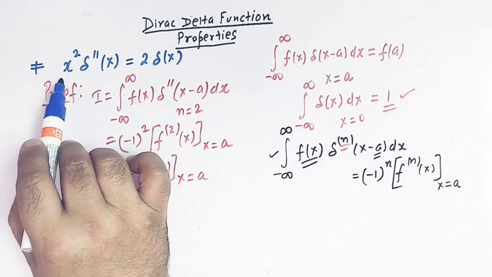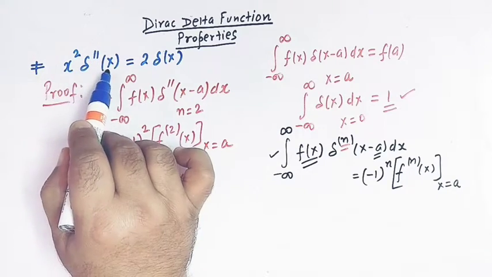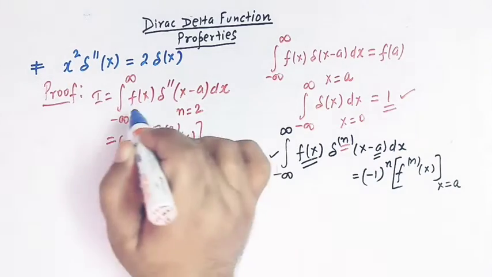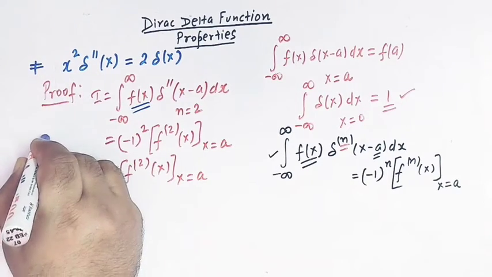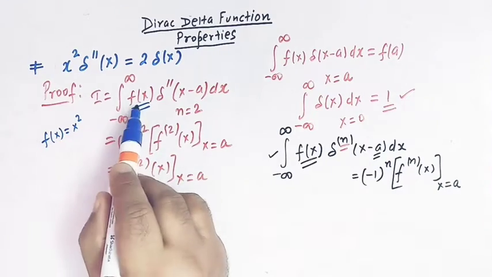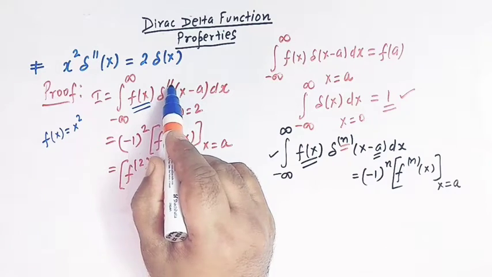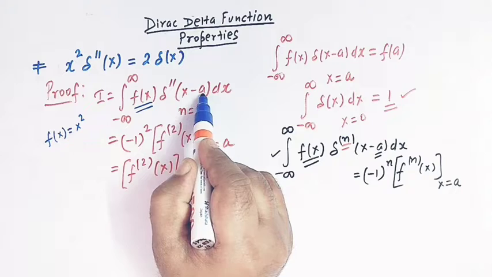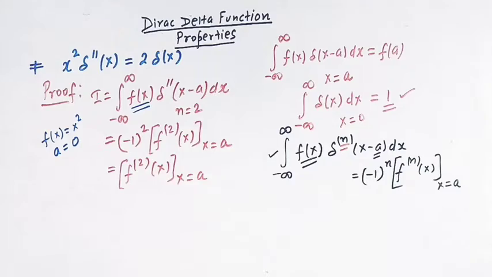Now see, on the left hand side we have x² times the second derivative of the Dirac delta function. So let us replace this function f of x by x², so that we get x² times the second derivative of the Dirac delta function at x is equal to a. Further we can replace this a by 0.